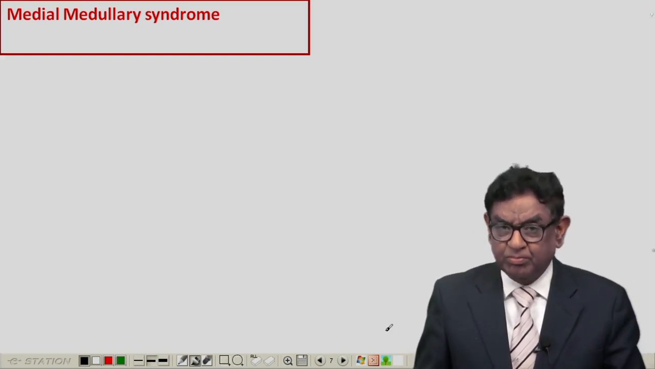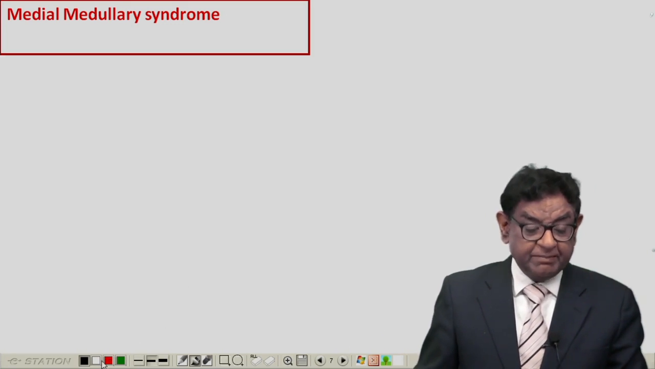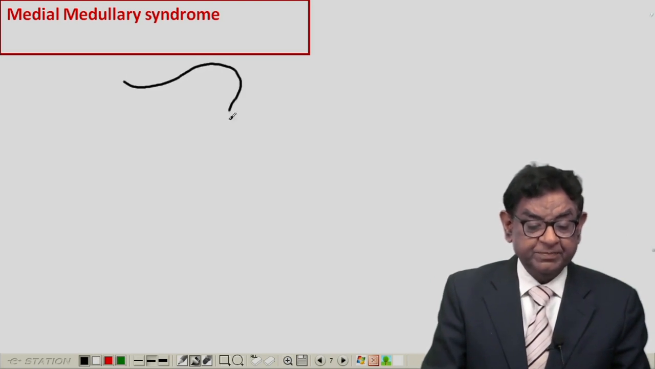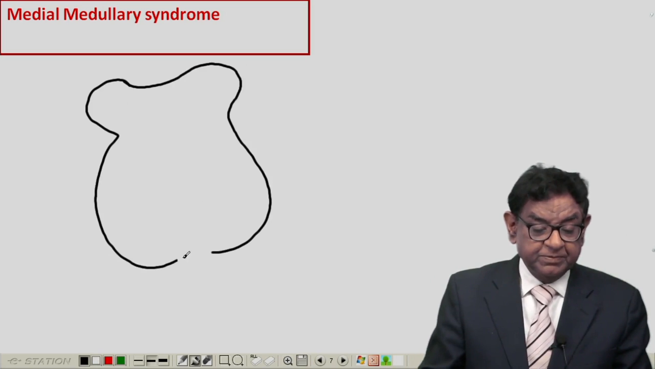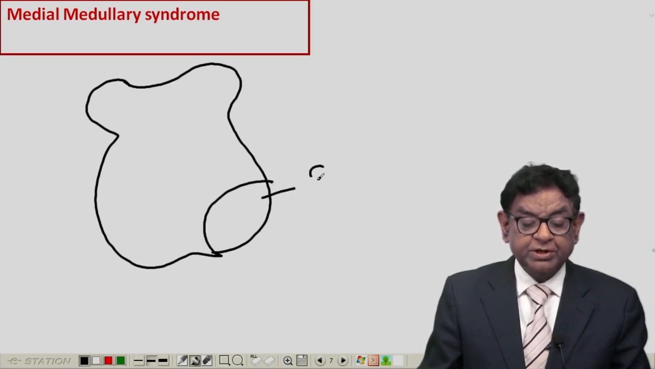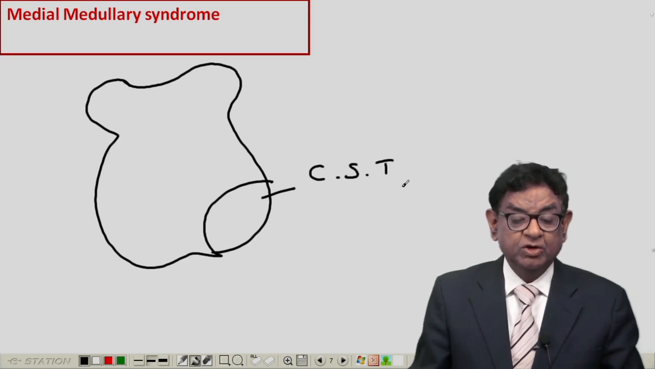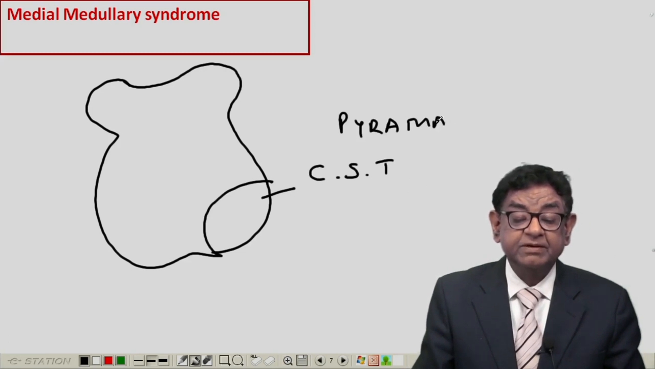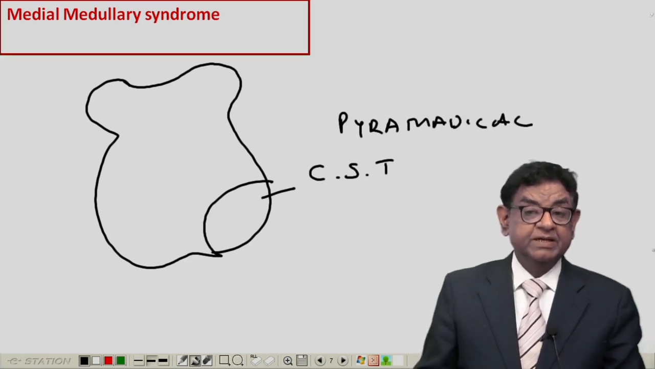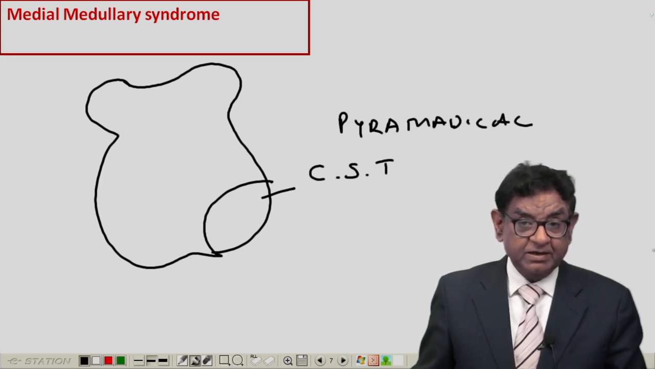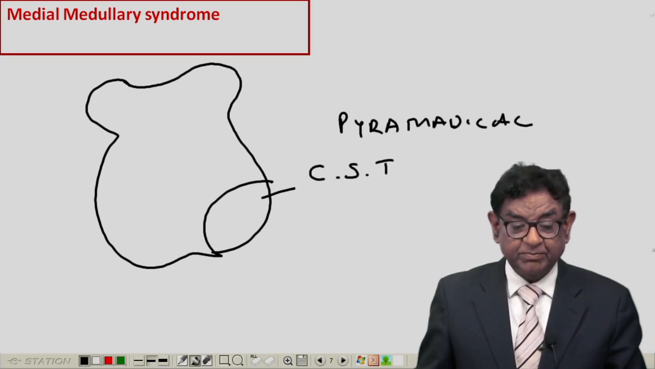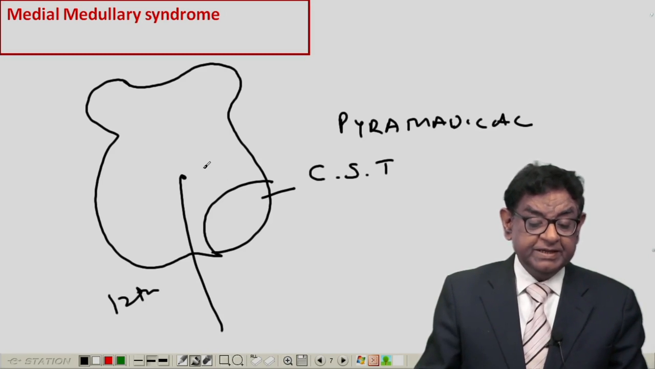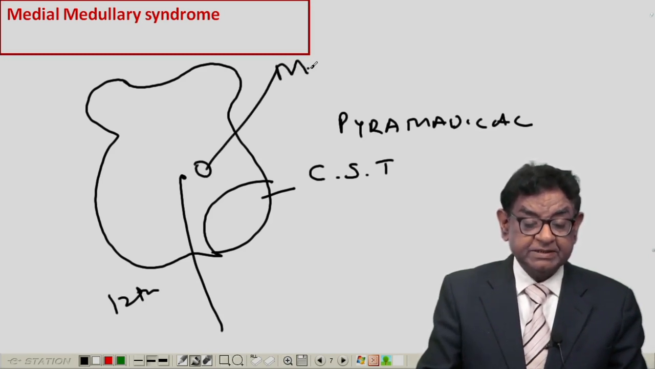Now I would like to talk more about the medulla, and I am talking to you regarding medial medullary syndrome. But before that, again we go back to the basic concept of anatomy. This is the corticospinal tract, also known as the pyramidal tract. They are going to supply the contralateral motor fibers to the other side of the body. Here is the 12th nerve and here is the medial lemniscus.